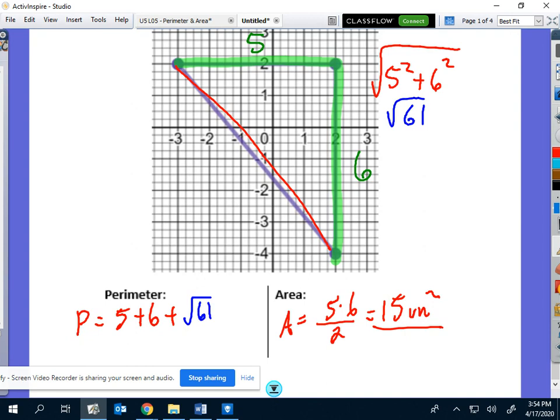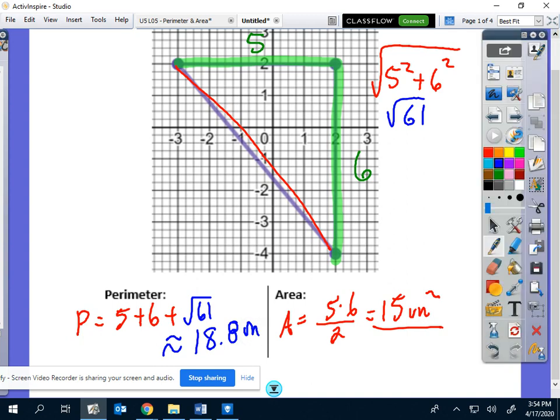And now we can add them all together. So square root of 61 plus the 5 plus the 6 gives me approximately 18.8. So there you go. We found the perimeter, 18.8 units. That's the perimeter of our triangle. So just a quick example there.